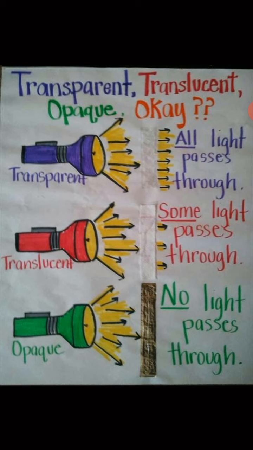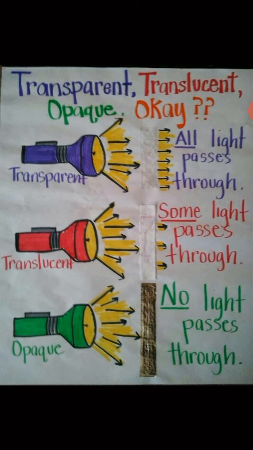Let's see these three images now. In the first image, light is passing through the torch to the other side. In the second image, some light is passing. The arrows shown are less, so some light is passing through. While in the third image, no light is passing to the other side of the screen.